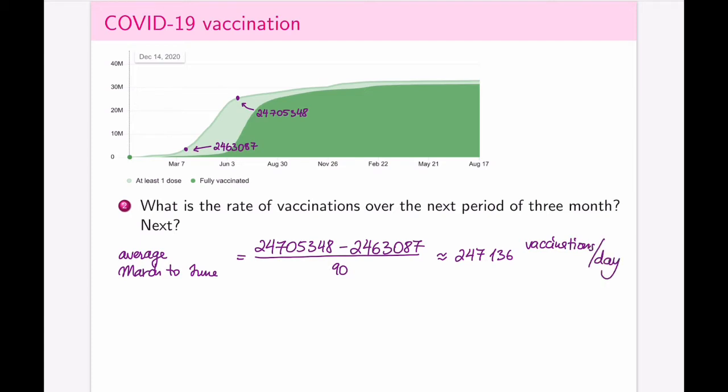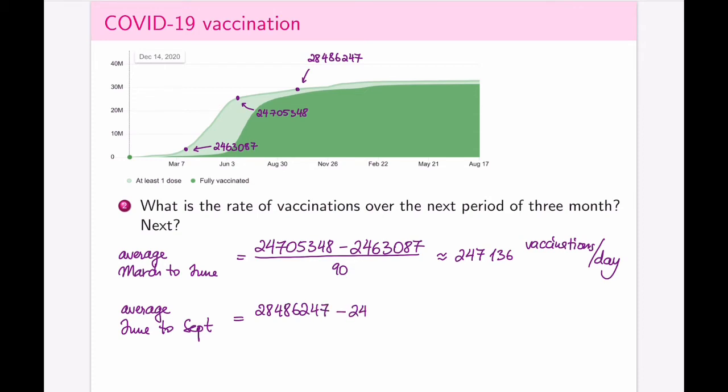And then I'm going to do one more point. I'm going to think of the next 3-month period. So June to September. So September 14th, let's say somewhere over here. And I know that this number corresponds to 28,486,247. So finally, my average number of vaccinations between June to September, I am going to take the September number and take away from it the number of vaccinations that have already occurred prior to my June data point. So 28,486,247.